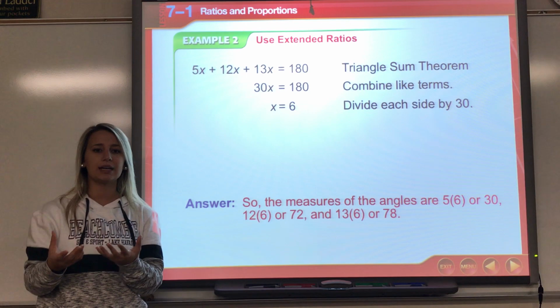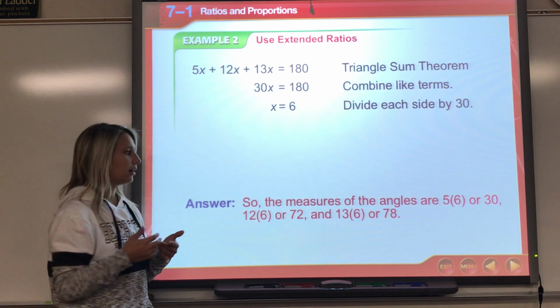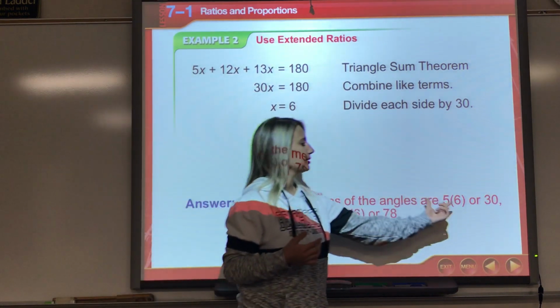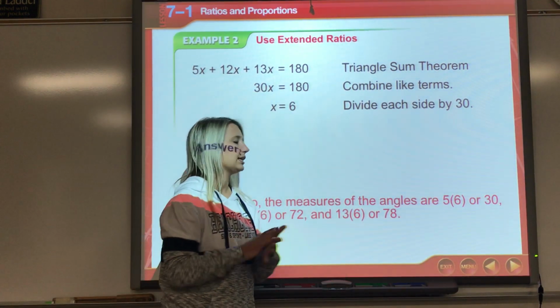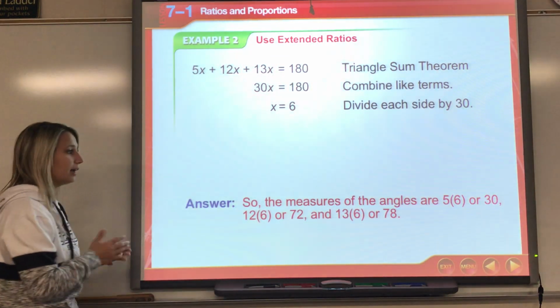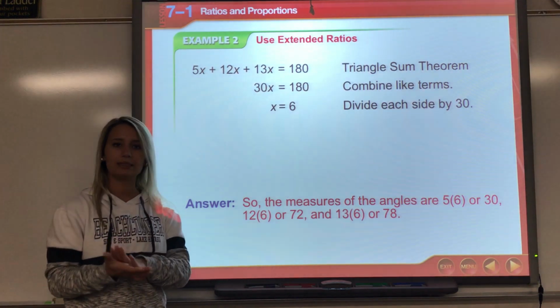Now we're not quite done because we want to find what the measures of the triangle are. So we plug that 6 back in for 5x, 12x, and 13x. So the measures of our triangle angles are 30, 72, and 78.